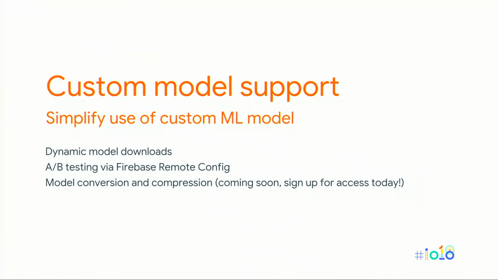The first feature we have here is dynamic model downloads. What this means is you can upload your model to the Firebase console and have it be served to your users dynamically. You don't have to bundle the model into your APK. This has a bunch of benefits. First, it reduces your APK size, because now you don't have to put that 5 or 10 megabyte model into your APK, meaning that you have to take the hit in the app stores when the user's trying to install your app.